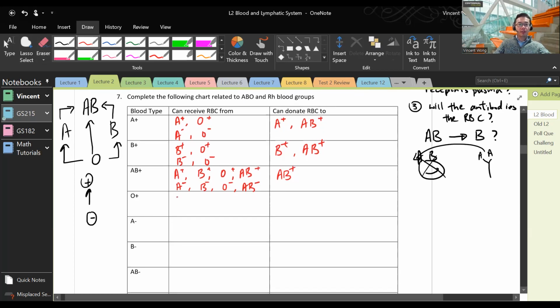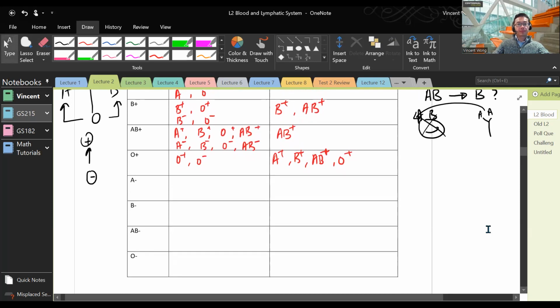O positive can receive from O positive or O negative, and they can donate to A positive, B positive, AB positive, and O positive. A negative can receive from A negative and O negative. But if you're negative, you cannot receive from positive people, right? But you would be able to donate to both positive and negative.